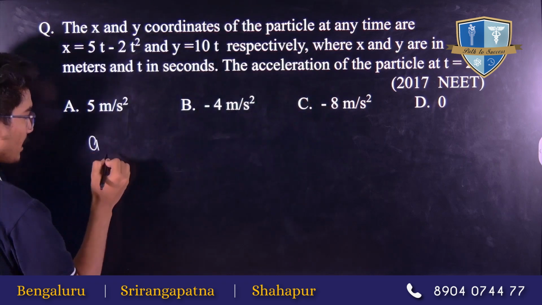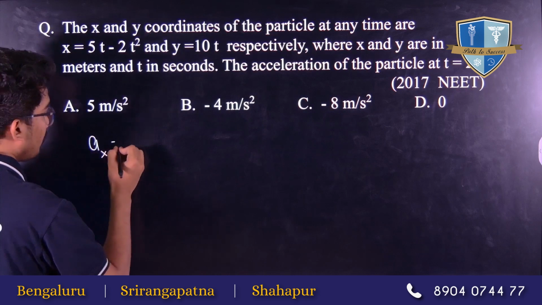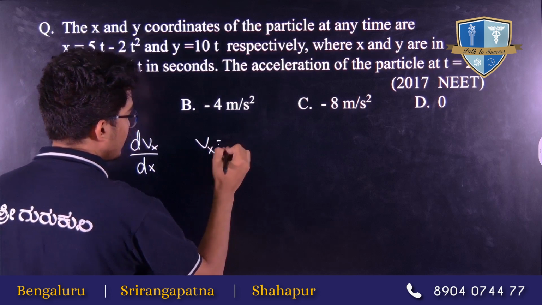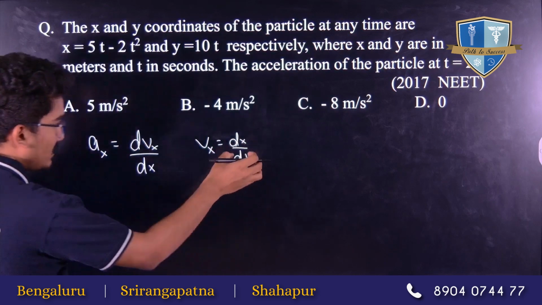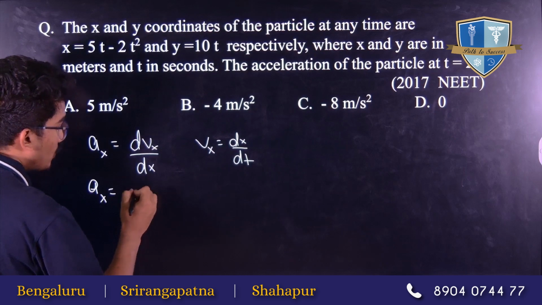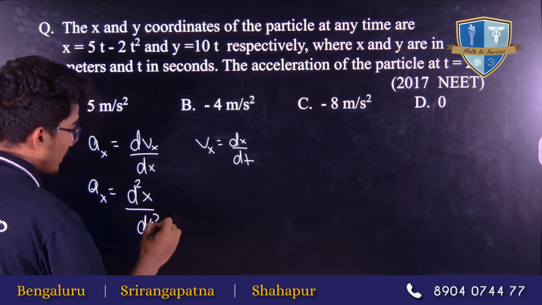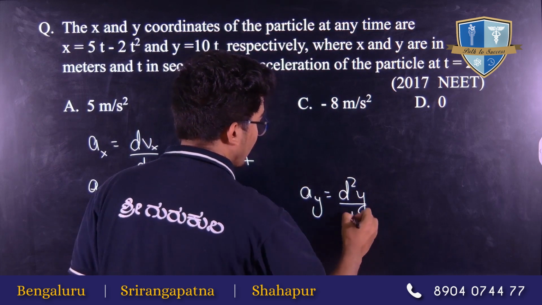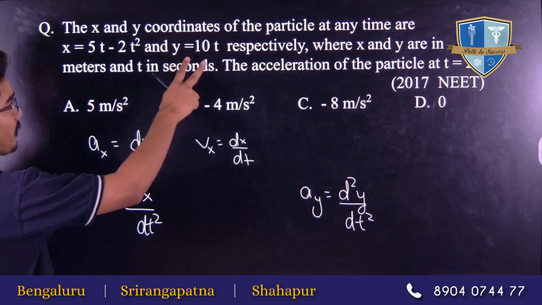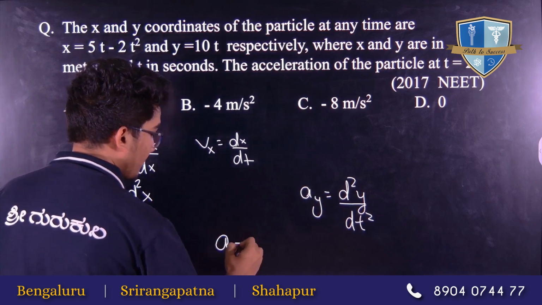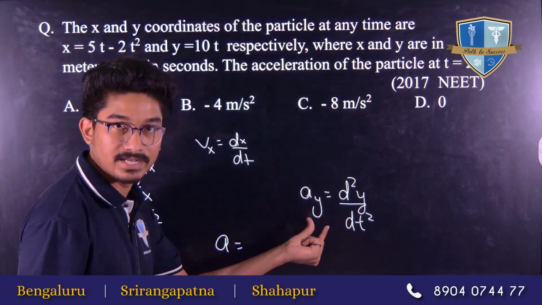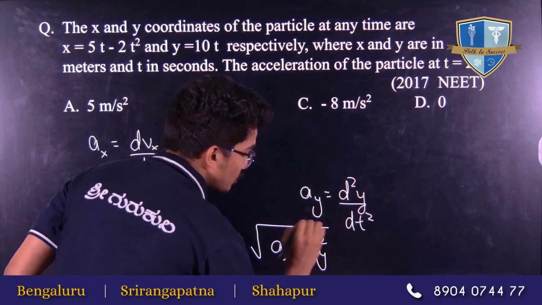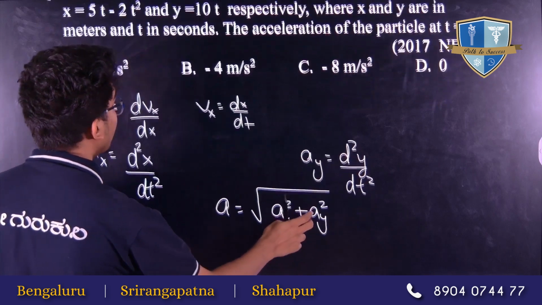So we know that acceleration in x direction will be equal to dvx by dt, and velocity in x direction is equal to dx by dt. So this dx by dt I will put here. So acceleration in x direction is equal to d2x by dt square. Similarly, acceleration in y direction will be equal to d2y by dt square. So we will double differentiate this equation. See, we have acceleration in x direction, acceleration in y direction. What will be the resultant? Root of ax square plus ay square. So now one by one we will find ax and ay.